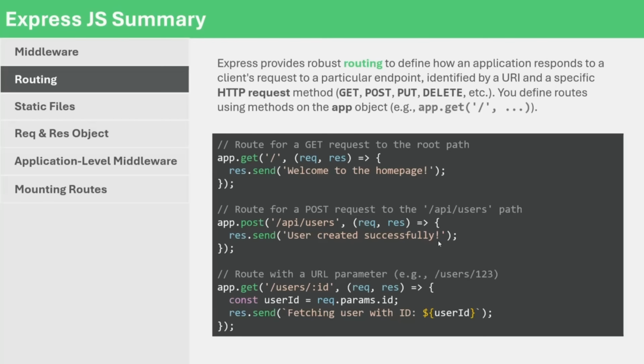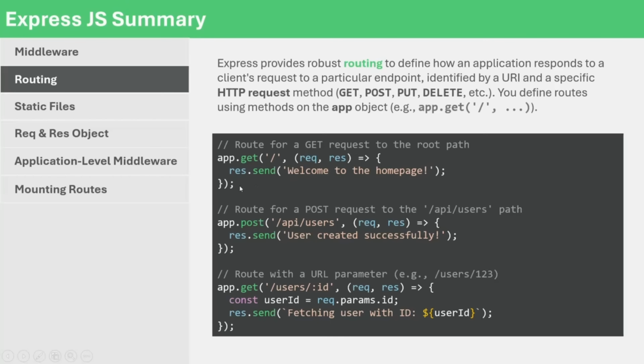Then we also learned about routing in Express. So we learned that Express provides robust routing to define how an application responds to a client's request to a particular endpoint. And the endpoint is identified by a URL and the HTTP request method like get, post, put, delete, etc. So on the app object, we have different types of methods for handling different types of requests. So for example, if I want to handle a get request on the app object, I can call the get method, and to that method, as the first parameter, we specify the endpoint URL, and as the second parameter, we specify the route handler function.